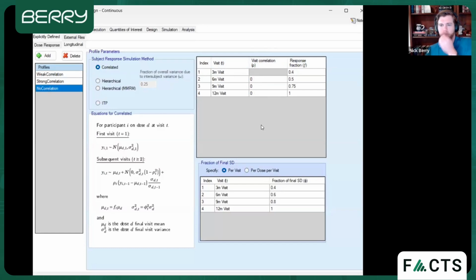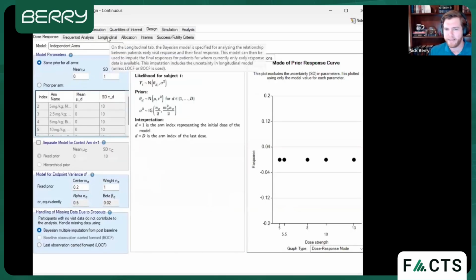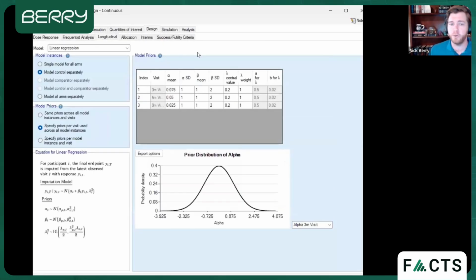So I set this as 0. I did other things like, I want you to go pretty linearly from 0 to 12 months as far as the observed response goes. And then I want the variance to get a little bit bigger as we go. Okay, so strong, weak, no correlation. And these are simulation assumptions, right? So I can plot the patients after this, look at this, make sure that they match what I assume. And then I go to the design tab and it's added this longitudinal models tab. There are, in the continuous engine, really 4 multiple imputation models.